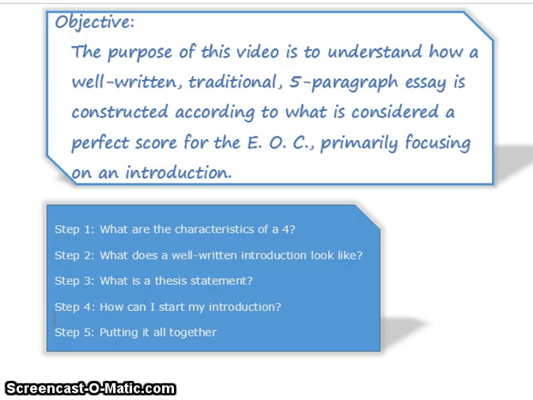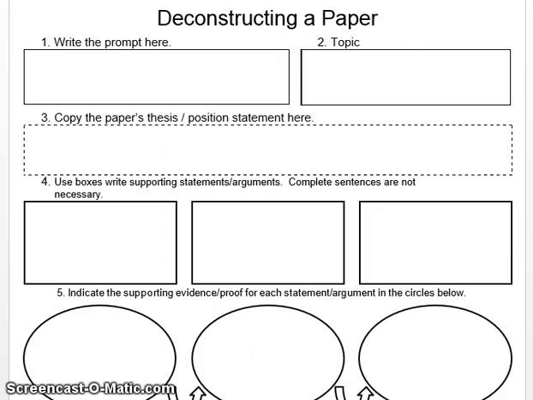Now comes the hard part. I always get students asking me how they can start their introduction. But before doing so, I would like you to copy this down on your own sheet of paper. This graphic organizer is a helpful tool to help you organize your ideas. First things first, you want to write your prompt over here in this square. Next, you will write down your topic on this side, and finally, your thesis statement will go down here. For the time being, omit number 4 and number 5.